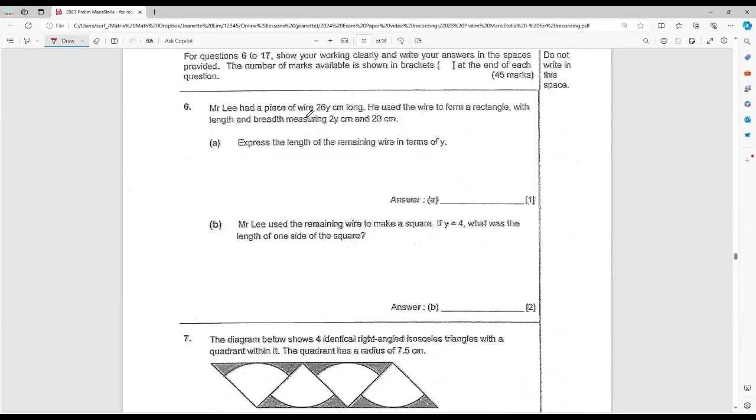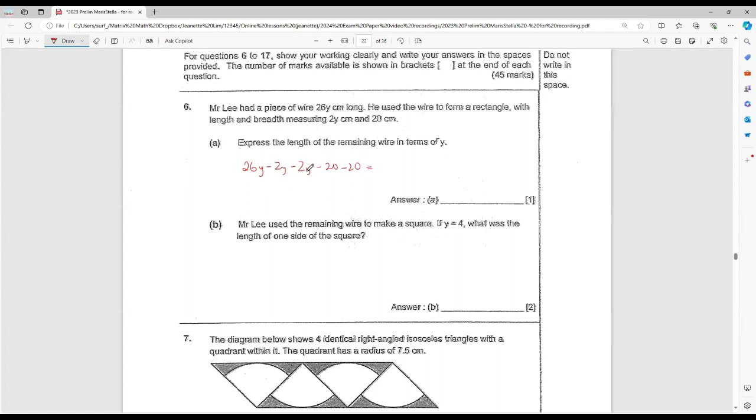Question 6. Mr. Lee had a piece of wire 26y cm long. He used the wire to form a rectangle with length and breadth measuring 2y and 20 cm. Express the length of the remaining wire in terms of y. So the total is 26y. If he used the wire to form a rectangle, length and breadth is 2y and 20 cm respectively. There will be 2 lengths and 2 breadths. So you have to minus them twice. So total 26y minus 2y minus 2y minus 20 minus 20.